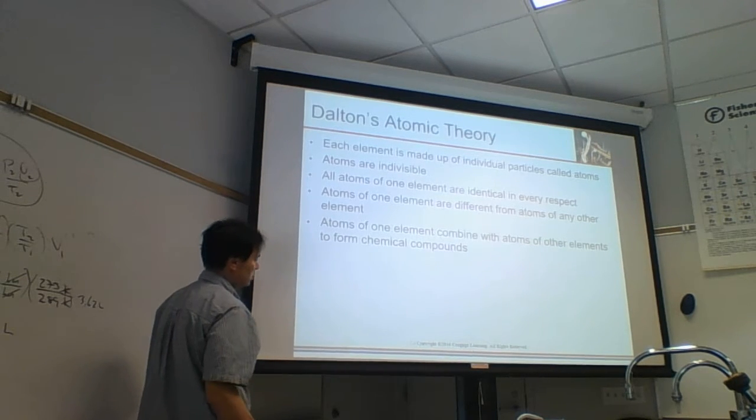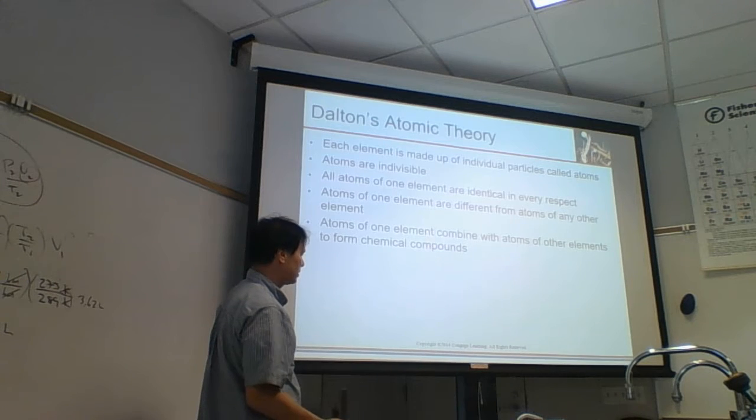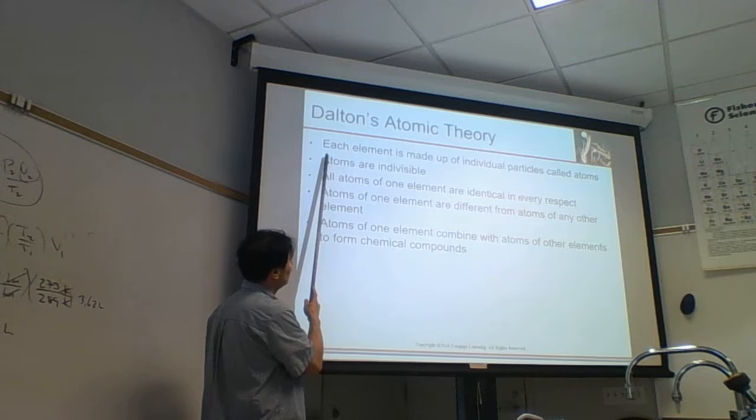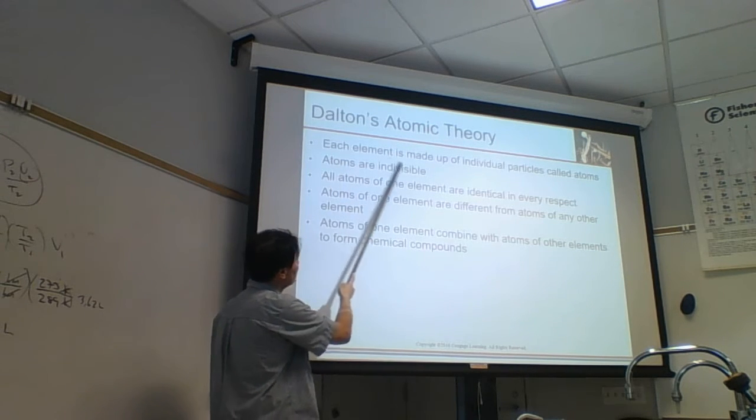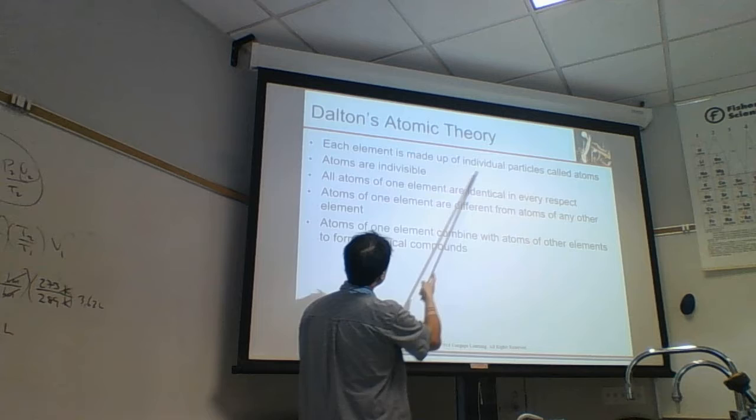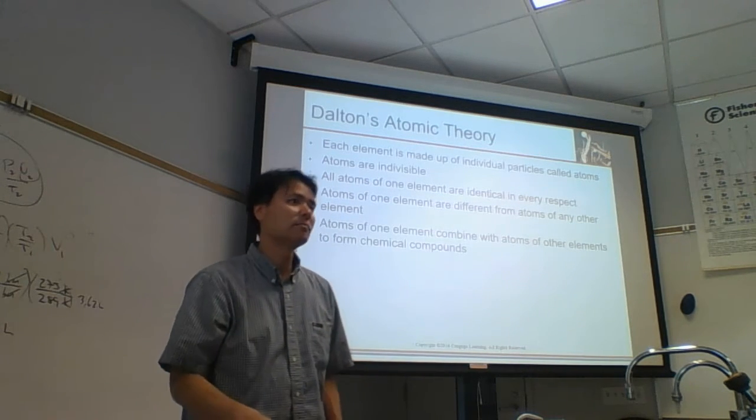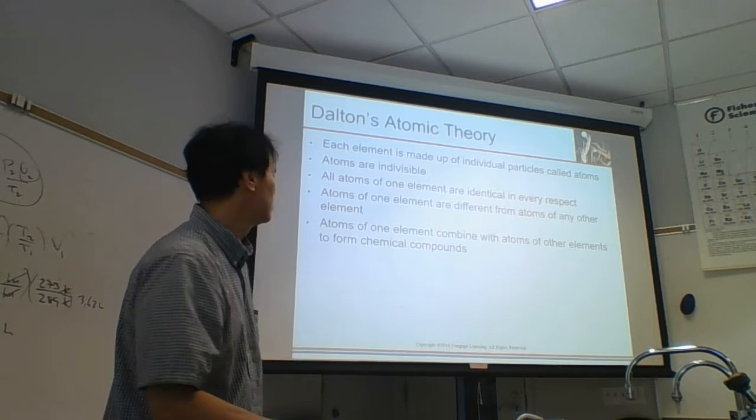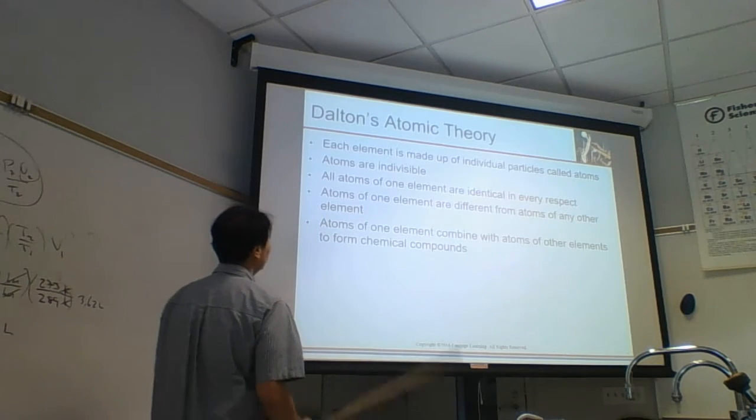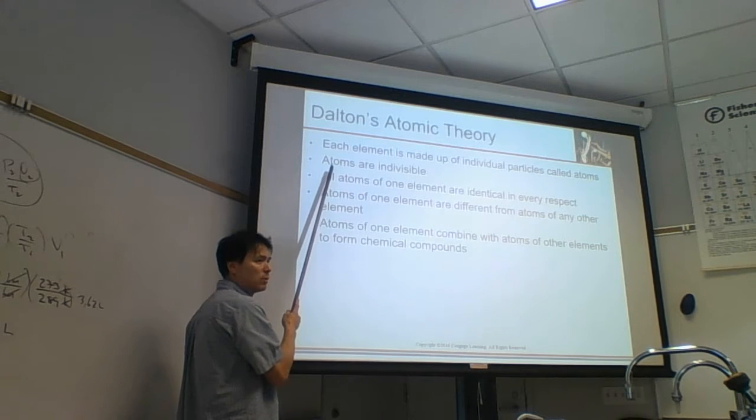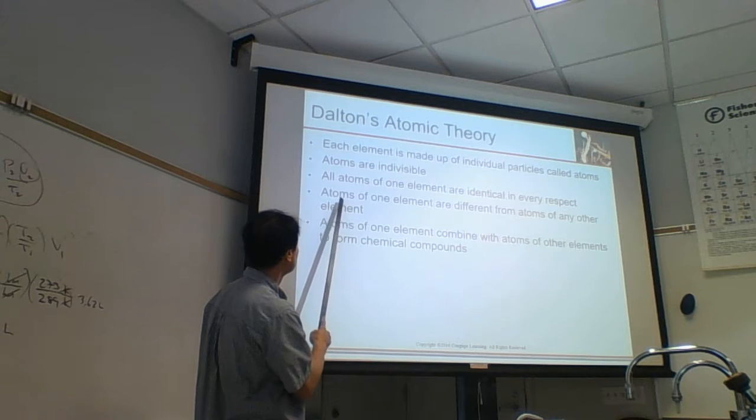Plus, it's already changed. So as long as you know that matter consists of atoms, that's all you really need to know. And then you need to know a little bit about the atoms. Each element is made up of individual particles called atoms. Atoms are indivisible. Can you break atoms up into mini atoms, mini compounds? No. If you have a single atom, you can't break it up. Well, can you break up an atom? Yeah, you can break atoms apart, but they're going to break apart and form subatomic particles, which don't behave like elements.